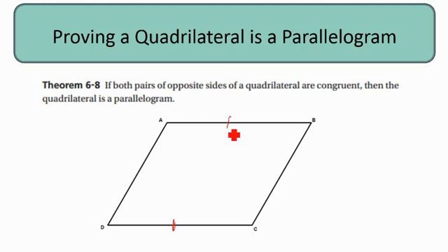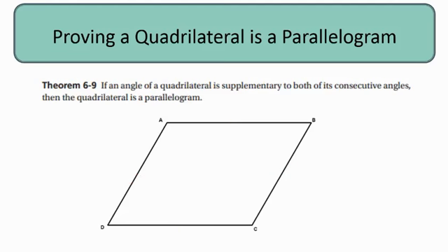So if DC is congruent to AB and AD is congruent to BC, then the quadrilateral is a parallelogram. If an angle of a quadrilateral is supplementary to both of its consecutive angles, then the quadrilateral is a parallelogram.